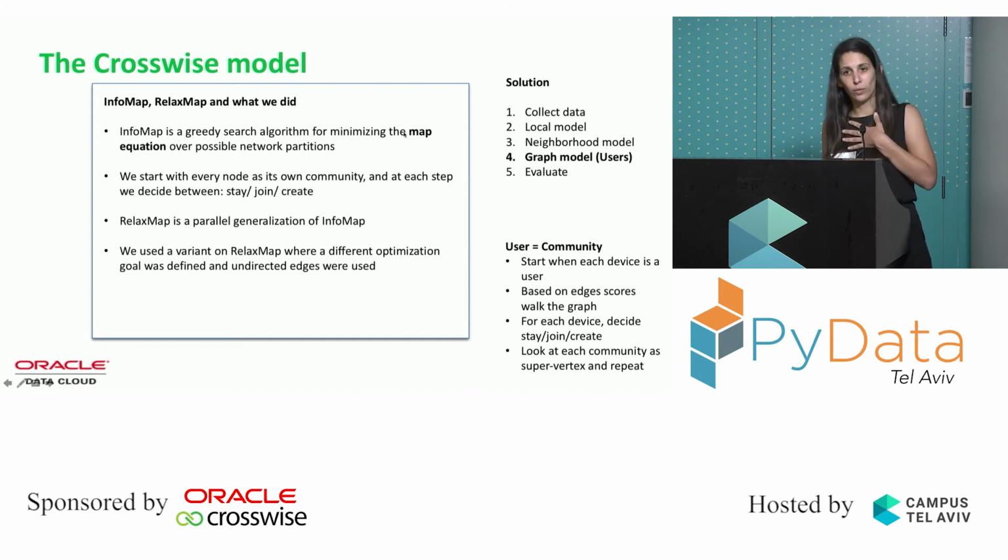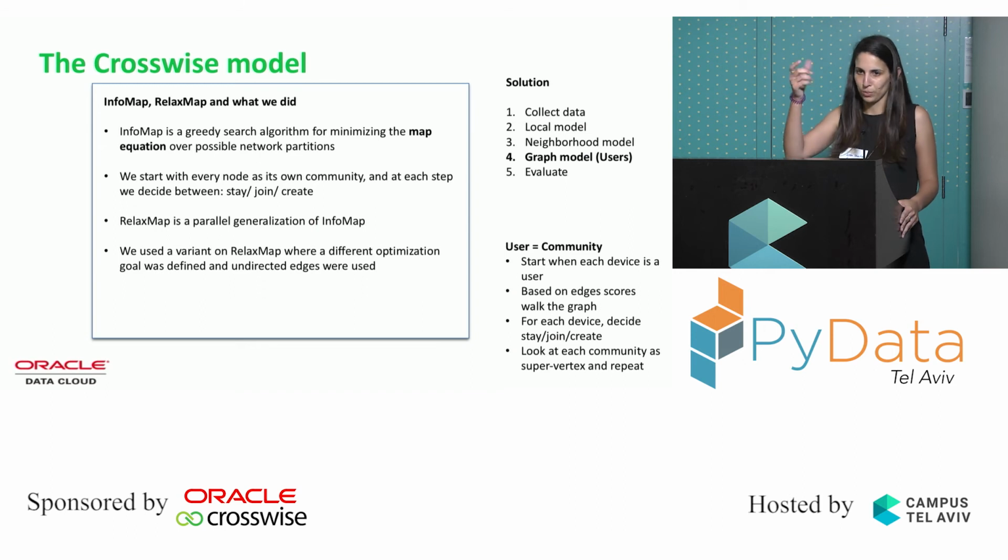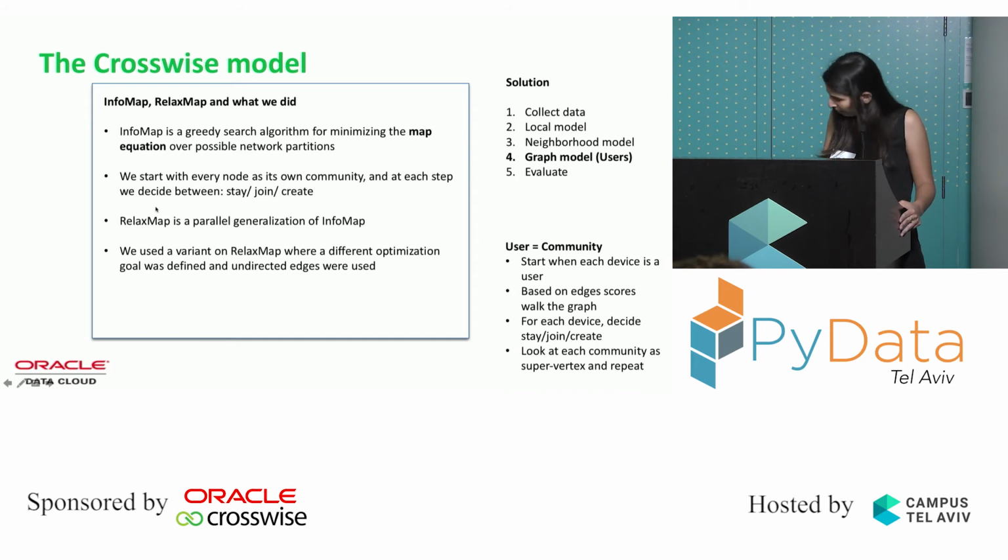Okay, in our implementation, we used a slightly different optimization goal, simply because it worked better for our needs. And we also have an undirected graph because two devices belong to the same user in both ways, okay? So we also did some adjustments there. And we used relaxed map, which is the parallel generalization, which is better, again, because we have all this data. And that's about it for the time we have.